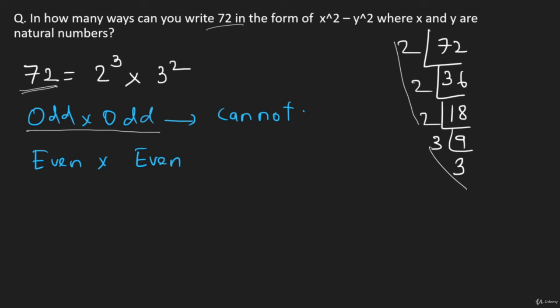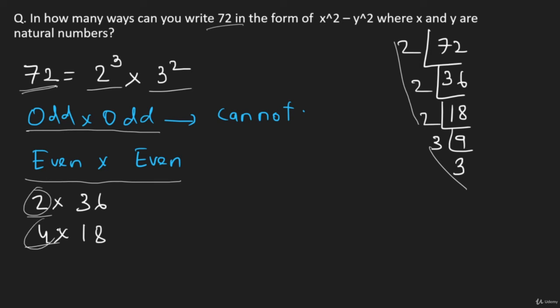Alright, so let's do that. Over here I have 3 2's and I have 2 3's. Let me write the different ways in which I can do this. I can write 72 as 2 into 36. Yes, I can do that. I can write it as 4 into 18. Yep, I can do that, right? Can I write it as 6 into something? That's the next even number, right? After 2, you have 4. Can I do it as 6 into something? Yes, I can do it as 6 into 12.